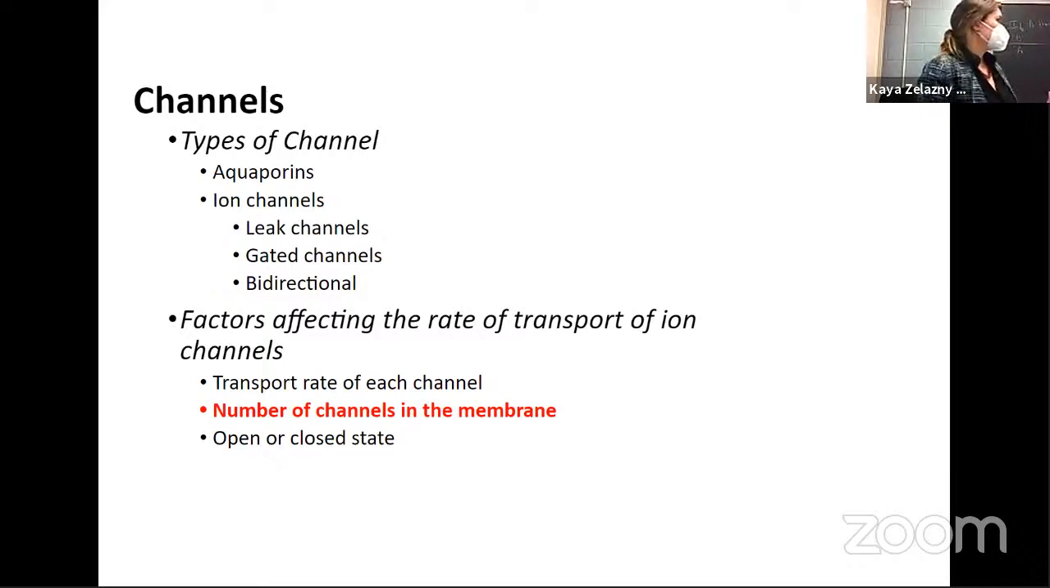There are going to be factors that affect the rate of transport of the ion channels as well. Basically the same as our carriers: transport rate, number of channels, and whether they're open or closed. If the channel exists but is closed, it doesn't matter that it's there, because when it's closed, it's not doing anything.